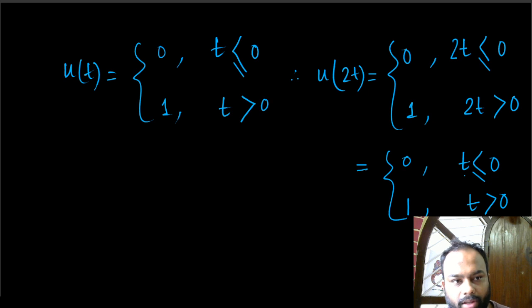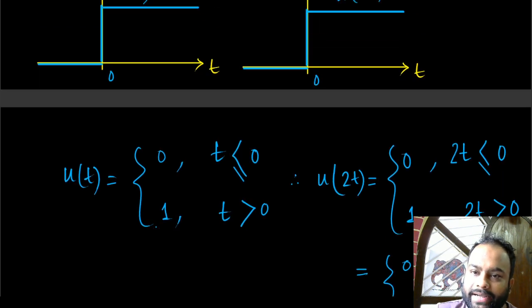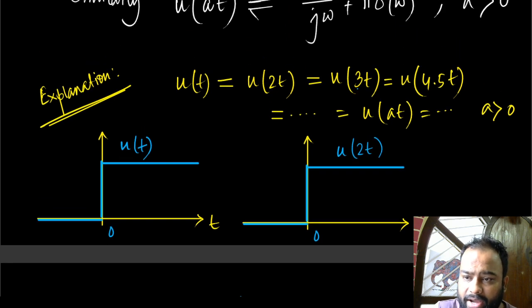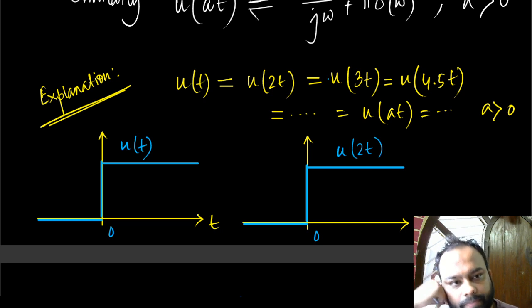And so on. So for all intents and purposes, ut, u2t, u3t, u of any positive scalar quantity multiplied with t are identical. And that is why even the Fourier transform does not make any distinction between those signals. Right. So I think you got that point, right? All right.